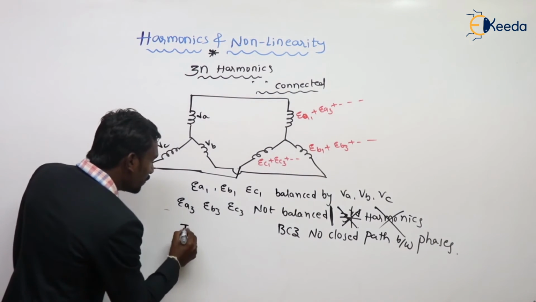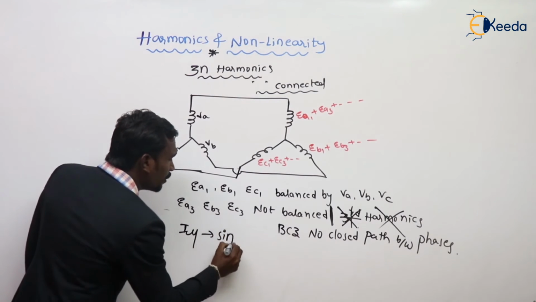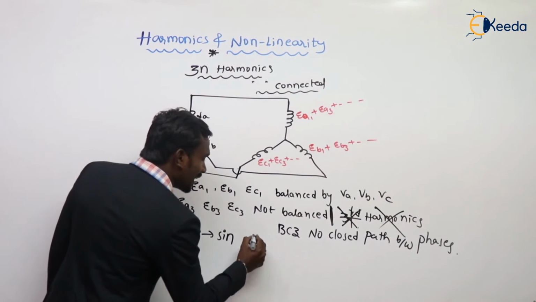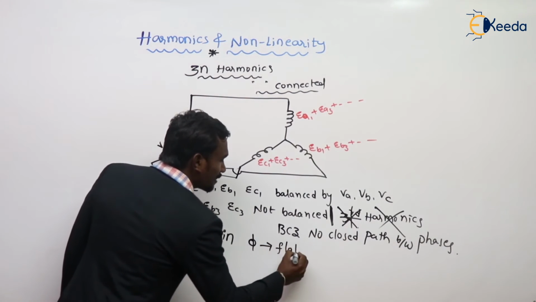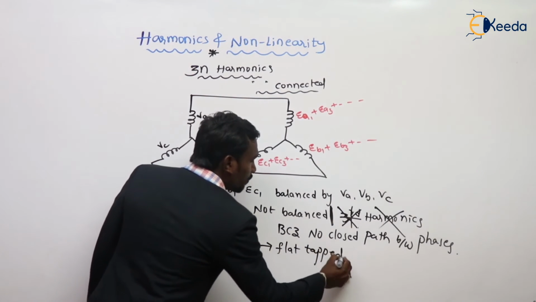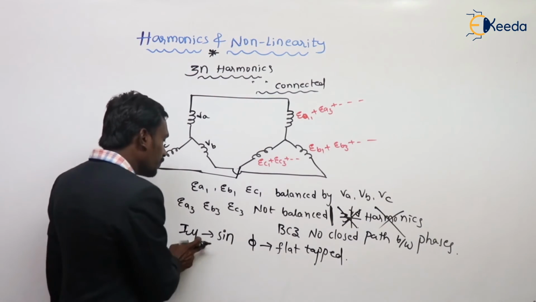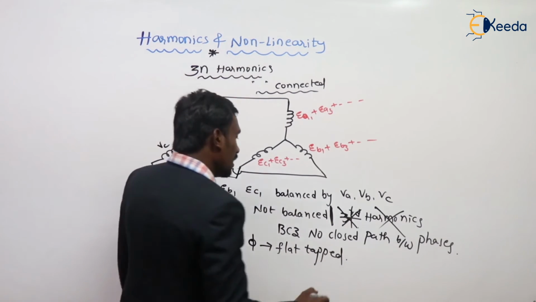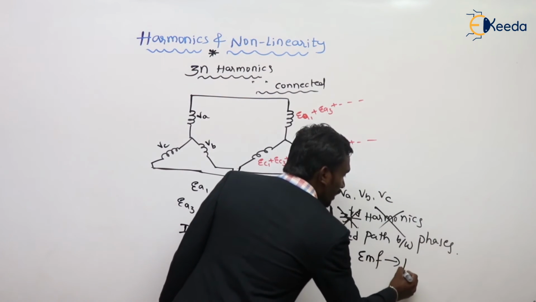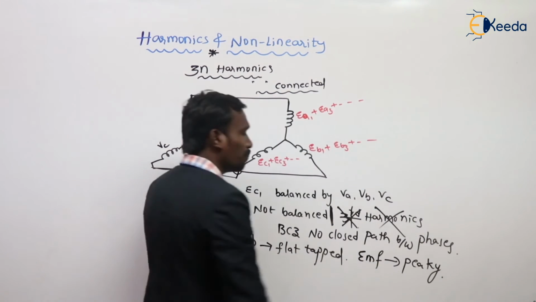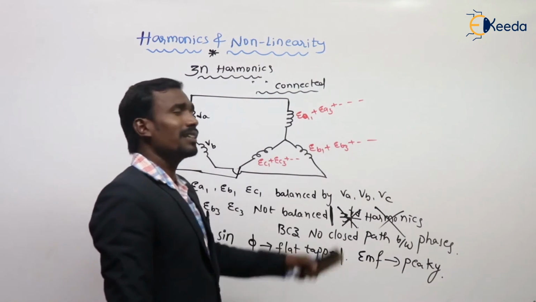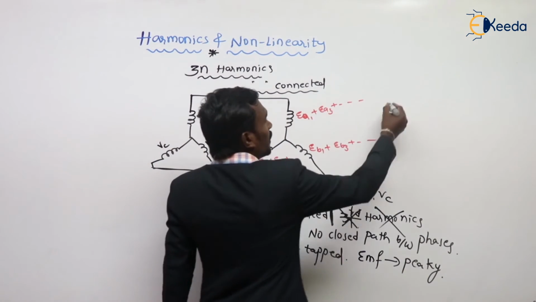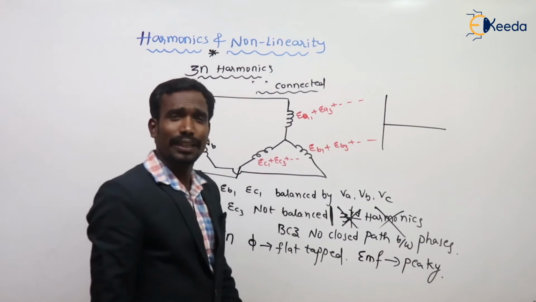Hence, here I mu is sinusoidal. When I mu is sinusoidal, the flux is flat topped, or trapezoidal. Then EMF is not sinusoidal. EMF may be a peaky wave. In star connection, the EMF is not sinusoidal because here it doesn't produce the third harmonic currents.